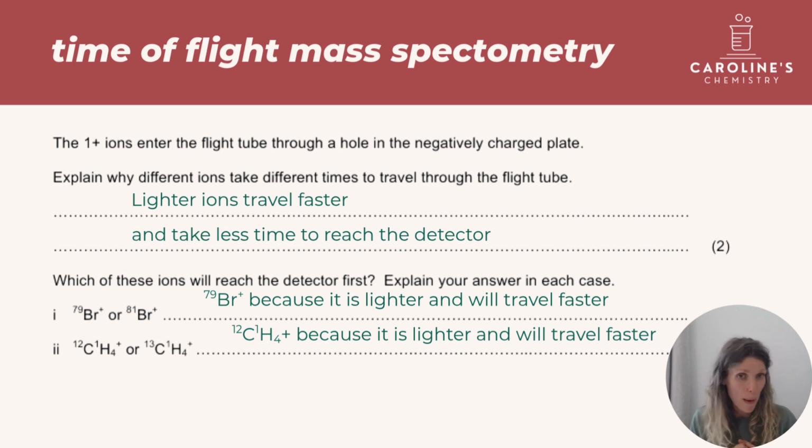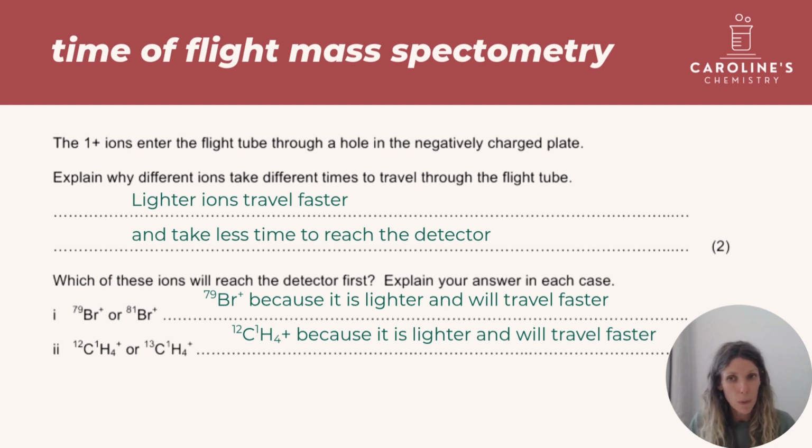So here you need to remember, first of all, that if you are stating which species is reaching the detector first, you need to have the mass number, the element or molecule formula, and the positive charge. So we're not saying 79, we're not saying 79Br, we're saying 79Br+. That's the whole species there. And that one will reach the detector first because it is lighter than the 81Br+, and therefore will travel faster.